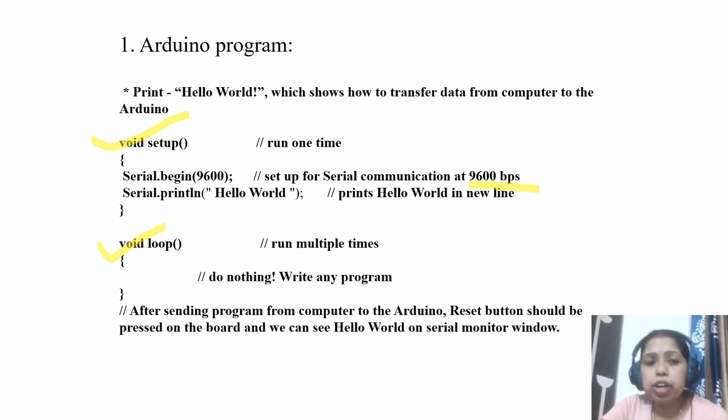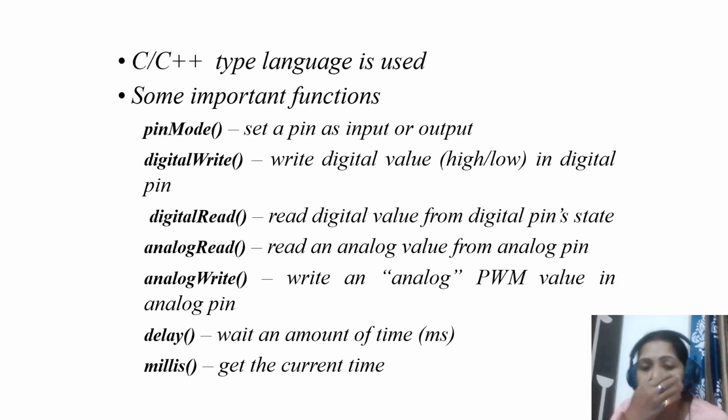If you open the serial monitor window and there is no error in the code, you can see hello world in the serial monitor window, only one time. If you write Serial.print hello world in the void loop function, you will see it coming multiple times in the serial monitor window. Next, come to this function.